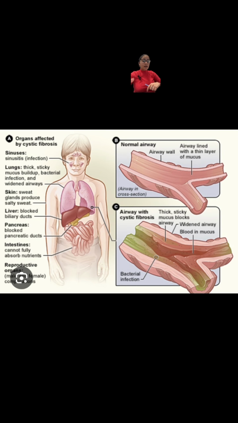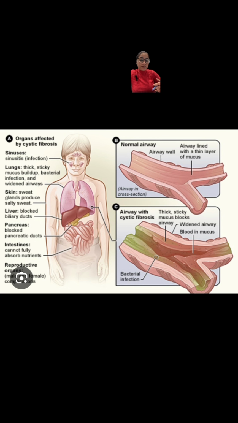So now in this picture, we can see how the organs are affected by cystic fibrosis, because this should also be familiar to you guys if you are preparing for your NCLEX or REx-PN. So sinuses, right? Because it can cause infection. Cystic fibrosis causes sinusitis, that is infection of sinuses. Okay, and lungs: thick sticky mucus buildup, bacterial infection, and obstructed airways. In the skin, the sweat glands will produce more salty sweat, right? And then liver, of course, biliary ducts will be blocked because the pancreatic system is also obstructed, so that's why.